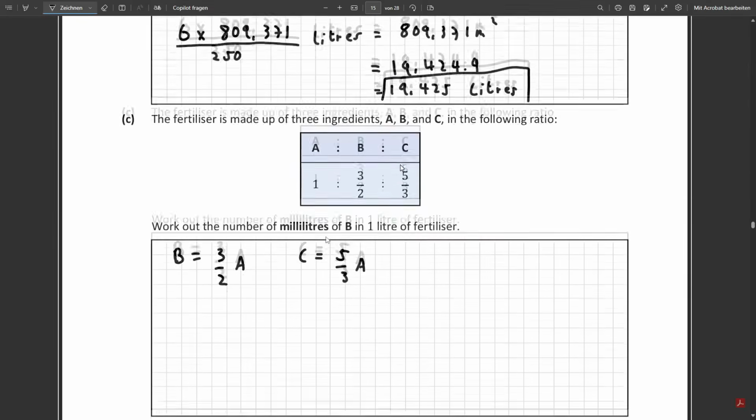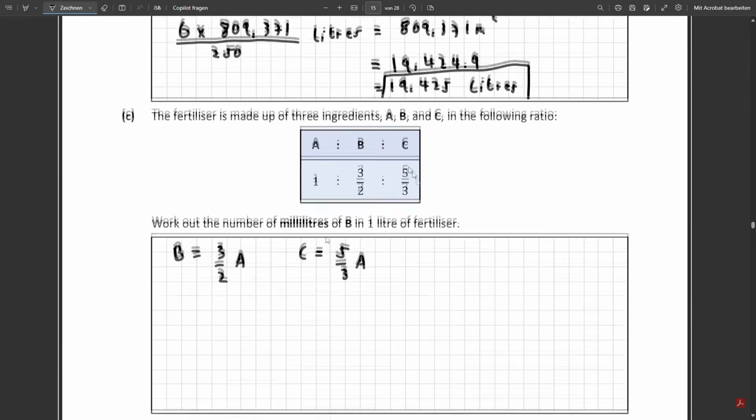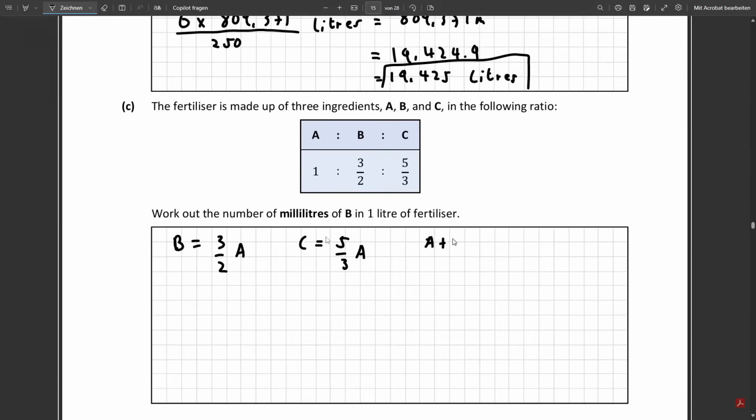And we know that in 1 liter, if you add up A and B and C, that'll give you 1 liter. And then since we need to solve for something, we need to solve for B technically, but we'll just solve for A first because it's easier, because you can see we have all these equations with A's in them. Then I can say A plus, and instead of B I'm going to write 3 over 2 A, and instead of C I'm going to write 5 over 3 A. And that's all in 1 liter.